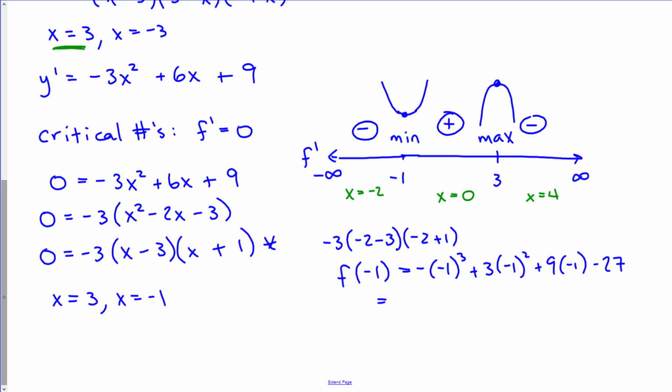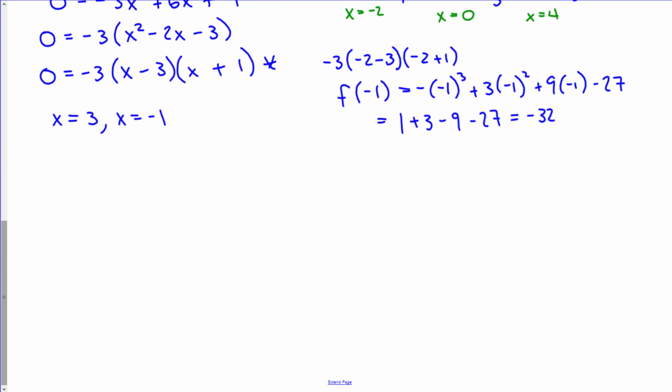That would be negative 1 cubed is negative 1. Applying another negative, that's going to make it a positive 1. Negative 1 squared is positive 1. So plus 3 minus 9 minus 27. So f of negative 1, when we combine all this, it looks like negative 32. Okay. Now we're done with the first derivative, so let's move on to the second derivative and learn about concavity.